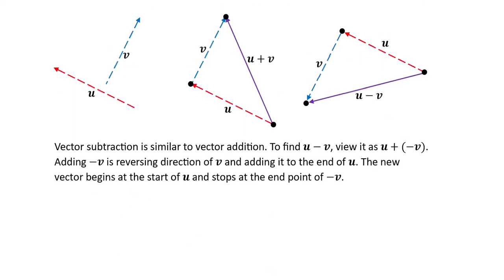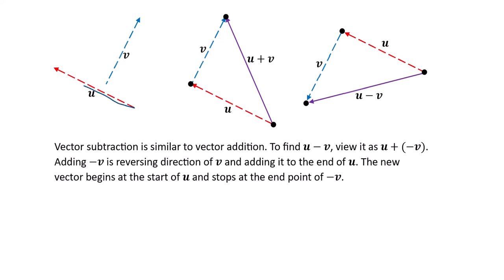Vector subtraction is similar to vector addition. To find u minus v, view it as u plus the opposite of v. Adding negative v is reversing the direction of v and adding it to the end of u. The new vector begins at the start of u and stops at the end point of negative v.